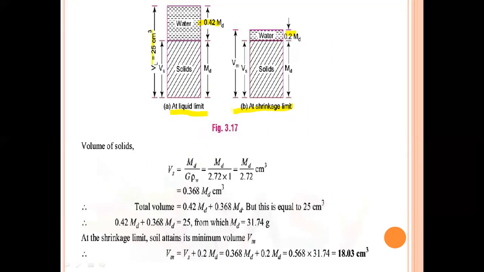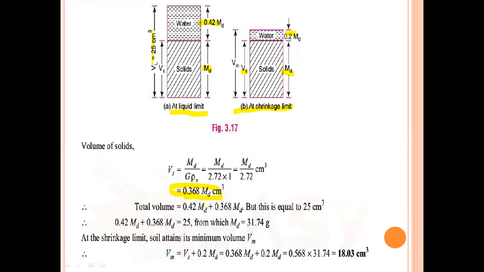See the figure here. Vs is the volume of solids, md is the dry mass, and Vm is the total volume, water plus solids. So the volume of solids Vs equals md by G into rho w, that equals md into 2.72 into 1, that is md by 2.72 cubic meters, which equals 0.368 md cubic centimeters.